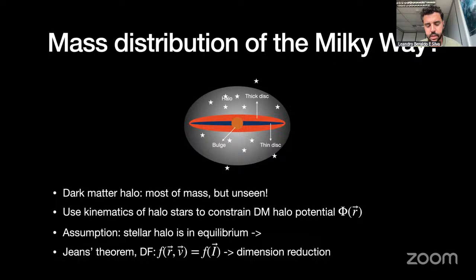So the nice thing is that if this stellar halo is in equilibrium, you can use Jeans' theorem. Jeans' theorem tells you that the distribution function f, which in principle is a function of positions and velocities of these stars, so a function that lives in a 6D space. But from Jeans' theorem, if the system is in equilibrium, you can assume this DF is actually only a function of the integrals of motion, which can be 3, 2, 1, depending on the symmetries of your problem. And so this is a drastic dimension reduction, very, very important for this problem.